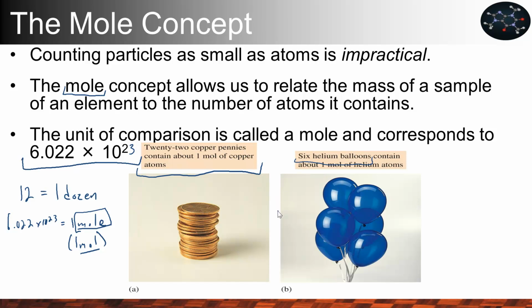Now keep in mind, moles and moles, that's the same size, meaning that the amount of atoms in this handful of pennies is the amount of atoms in these 6 helium balloons. It means that the gas in these balloons is much less dense than the solid copper in the copper coin.